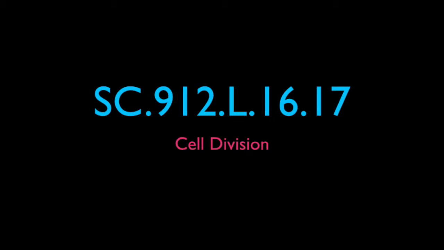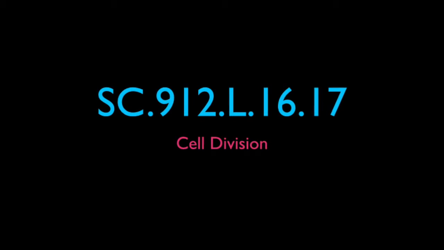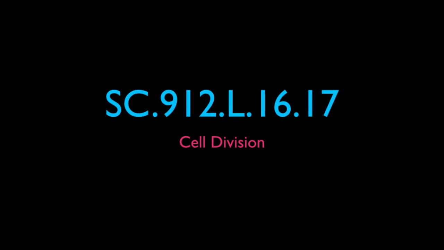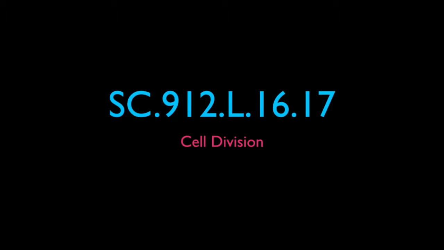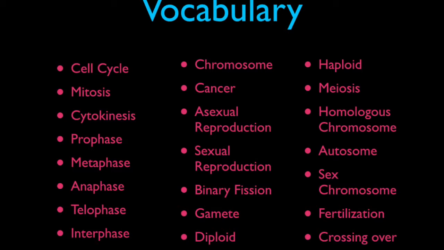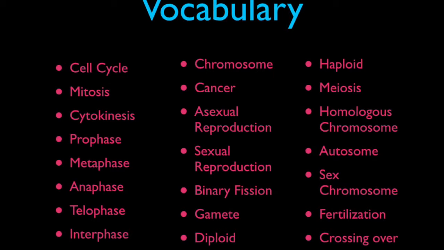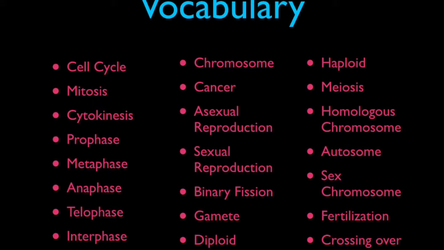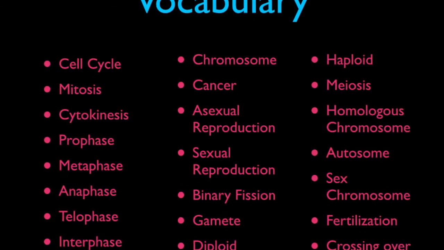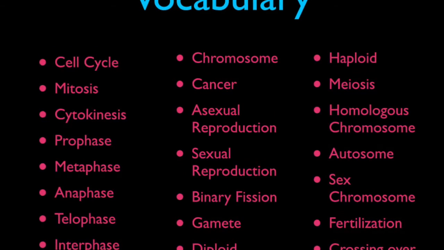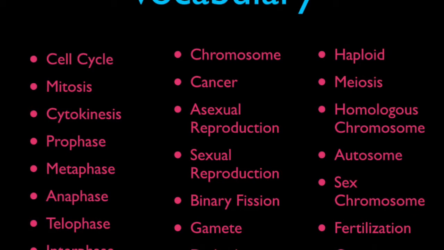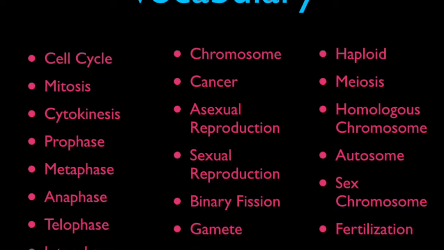So we're now back from Christmas break and we are on to Unit 6. Unit 6 is cell division, which is SC 912L7 16.17. Cell division includes mitosis and meiosis. Words for this time are cell cycle, mitosis, cytokinesis, prophase, metaphase, anaphase, telophase, interphase, chromosome, cancer, asexual reproduction, sexual reproduction, binary fission, gamete, diploid, haploid, meiosis, homologous chromosomes, autosomes, sex chromosome, fertilization, and crossing over.